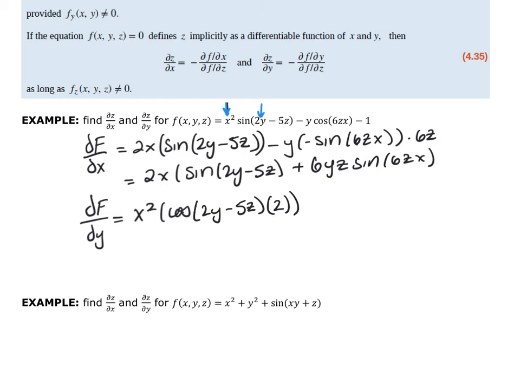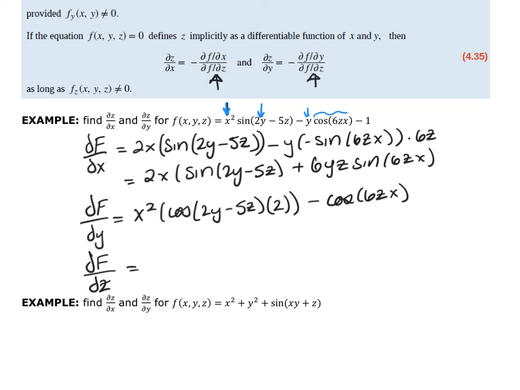And then I have minus. And so for this, the only thing that's happening here is this, and this is all considered a constant. And so the derivative of y is just 1, so this is going to be minus the cosine of 6zx. Now, I also need my partial derivative of my function with respect to z, because notice I have to divide both of these by my partial derivative with respect to z.